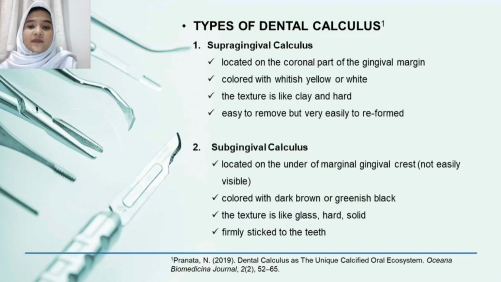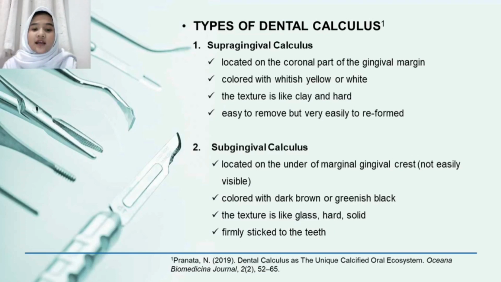There is two types of dental calculus. First is supragingival calculus. The characteristic of supragingival calculus: first, located on the coronal part of gingival margin. Second, colored with whitish yellow or white. The texture is like clay and hard. And last is easy to remove but very easily to reform.